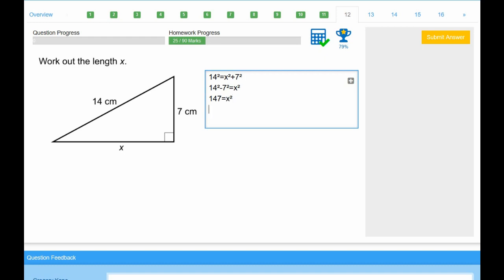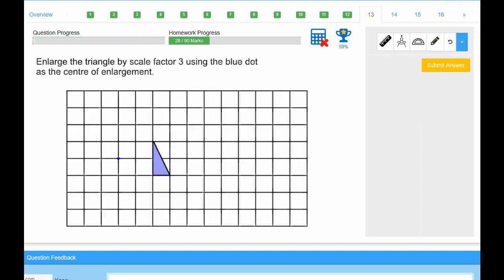So I want to find the square root of 147. And that works out at 12.12. To one decimal place, that would be 12.1. So let's see how we get on there. And we're done. So that's the end of our numeracy questions.